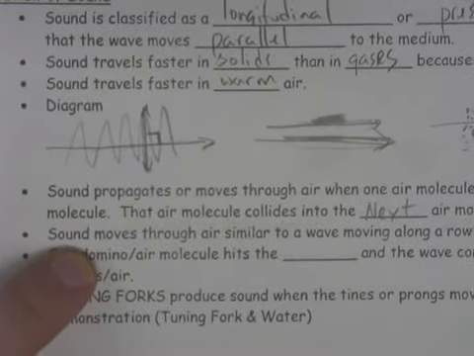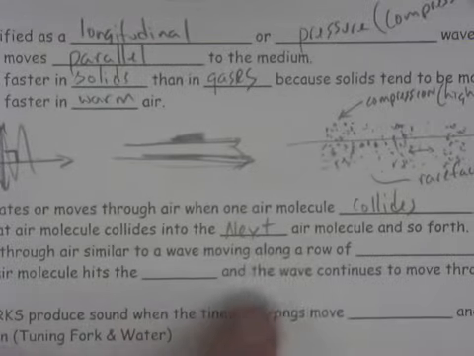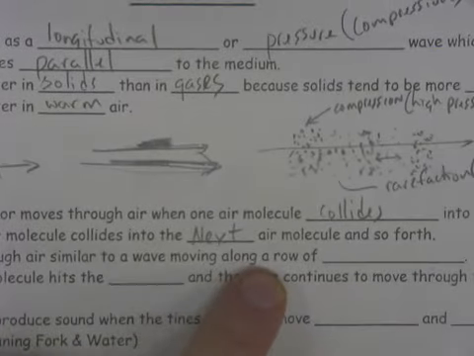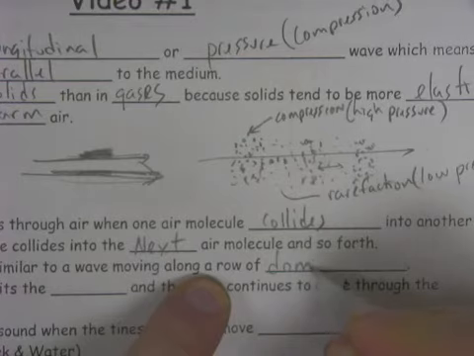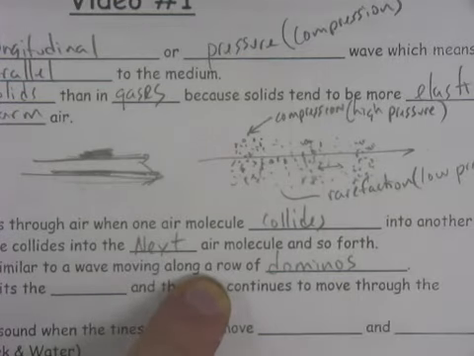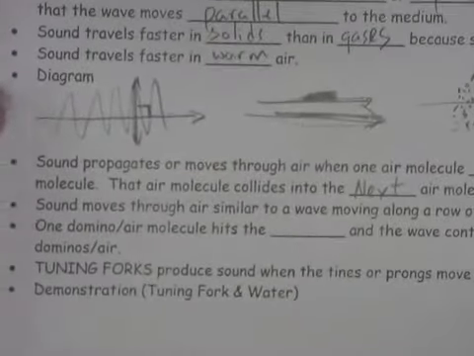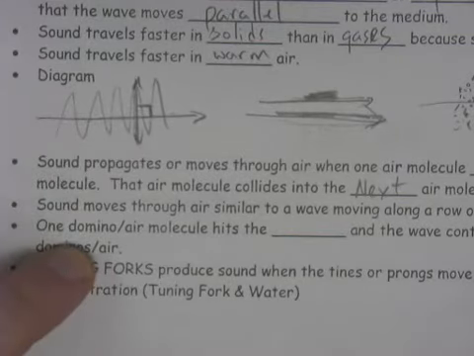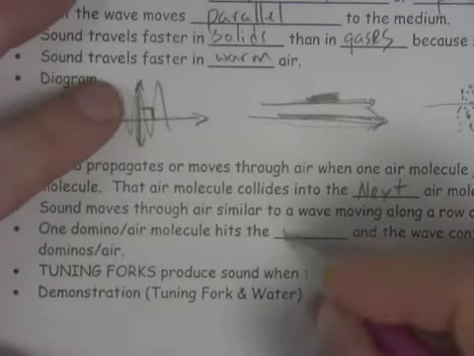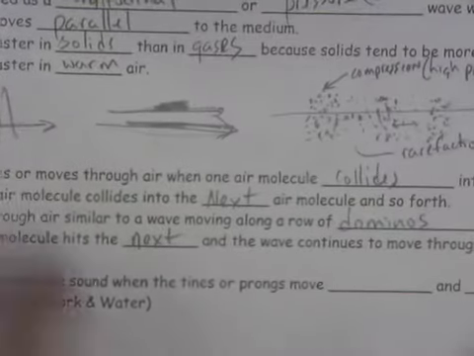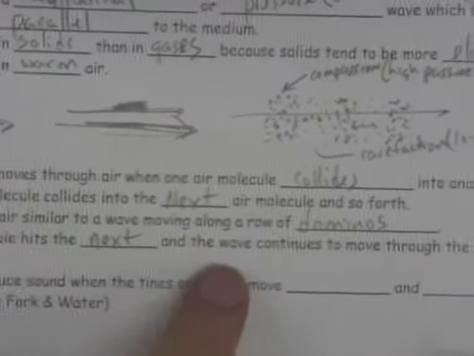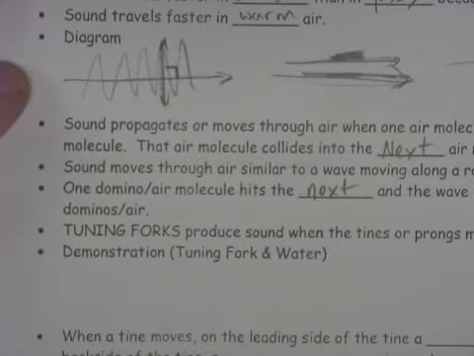So sound moves through air similar to a wave moving along a row of dominoes. Okay, so one domino hits the next, which hits the next, which hits the next. That's the way sound travels through the air. So one domino or air molecule hits the next one, and then the wave continues to move through the dominoes or through the air.